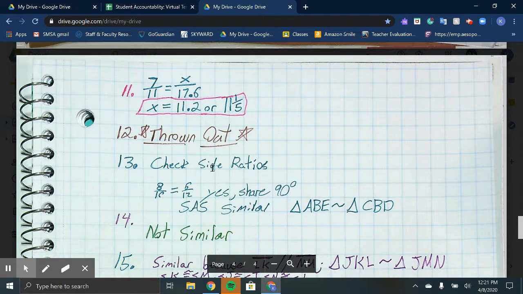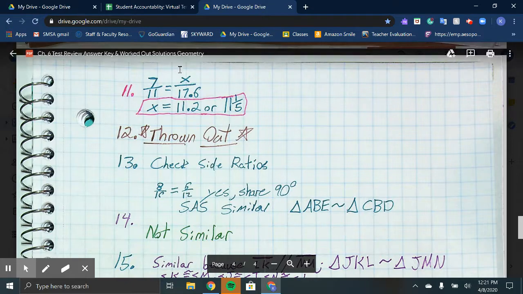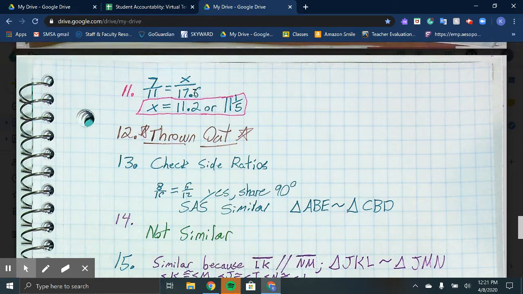For number 11, to find the length of the altitude shown in PQR. So the altitude is that missing piece of Q down to the 90-degree angle symbol. So what I know in my other triangle is that altitude is 7. So I put 7 over 11 and then x over 17.6. Cross multiply and divide, and that gives us 11.2 or 11 and 1/5.